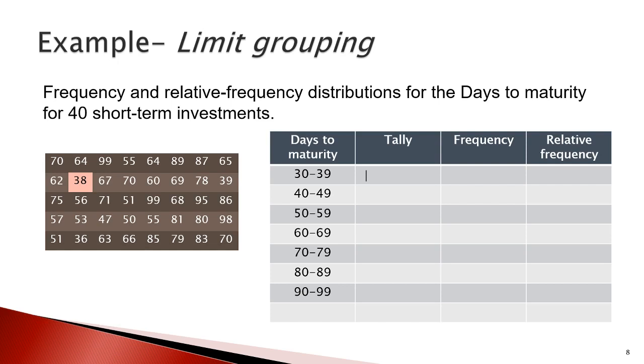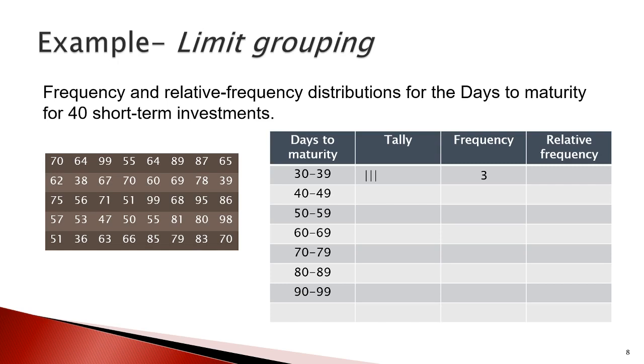For 30 to 39 there is only one, that is 38. Oh no, right? No, there are two. No, there are more than two. 38, 39, 36. Yeah, there are three, right? In this 30 to 39 group, 3 tally marks, and the frequency is therefore 3. So the first interval 30 to 39 contains 38, 39, and 36. So the frequency is 3.